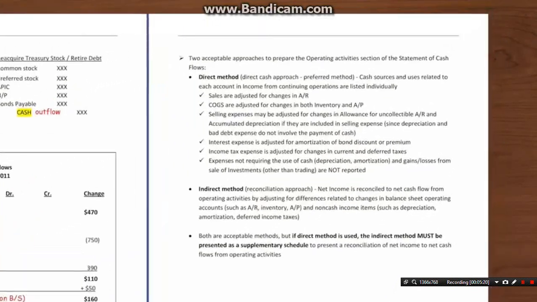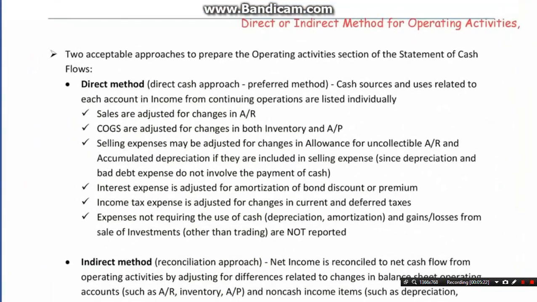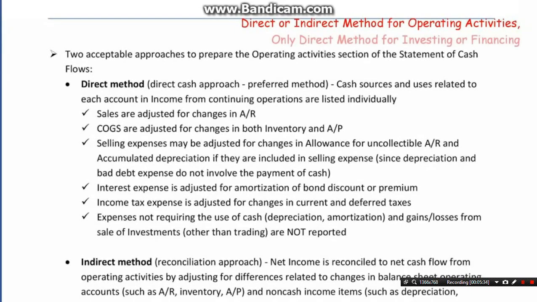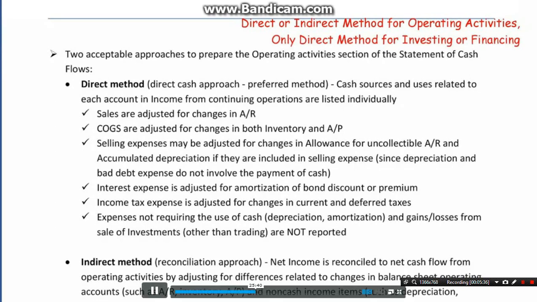We're looking at direct or indirect method for operating activities. And this option is not there for investing or financing activities. So only direct method for investing or financing. You've got an option of direct method or indirect method for the operating activity section. For the investing or financing activity section, it's only direct method.